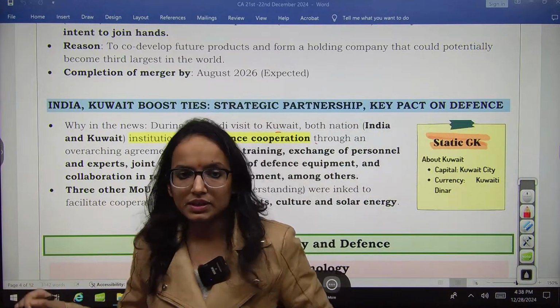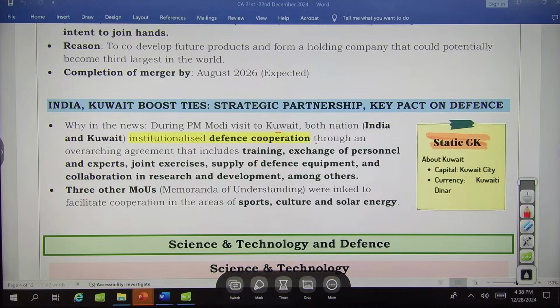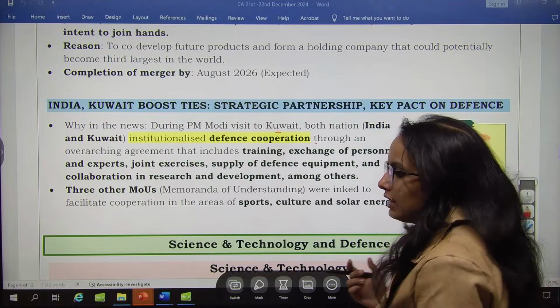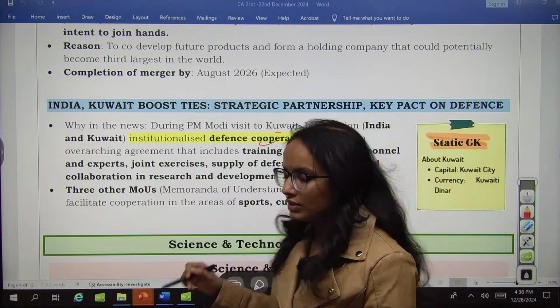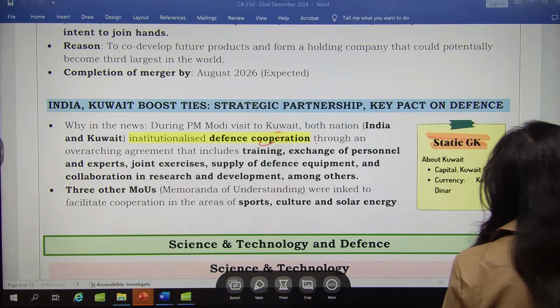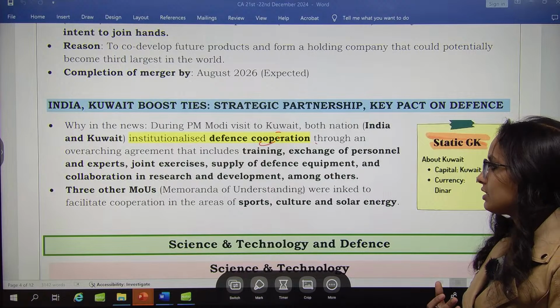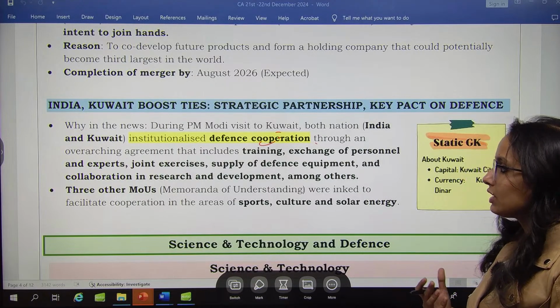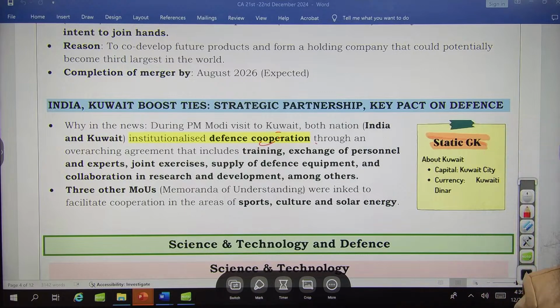Then in the recent Kuwait visit, if you remember today's morning class, I have discussed with you that the Prime Minister has visited Kuwait, and this is the first time after 43 years that an Indian Prime Minister has visited the country. Do you remember that? In this they have signed a lot of MOUs, of course, also institutionalizing defense cooperation, strengthening defense cooperation, like exchange of personnel and experts, joint exercises, supply of defense equipment, and collaboration in R&D, etc. So Kuwait again is in news.